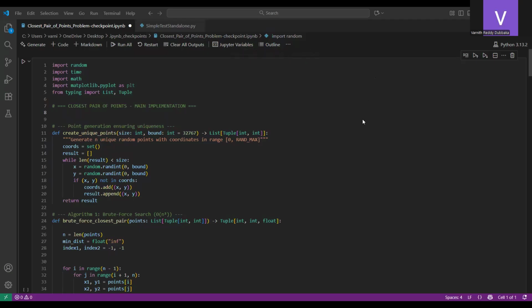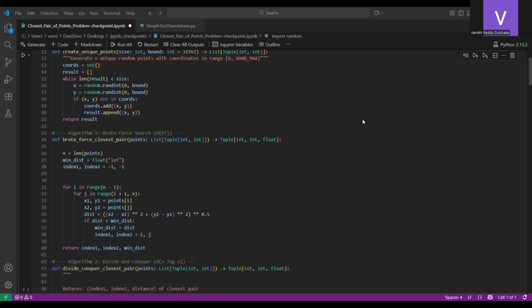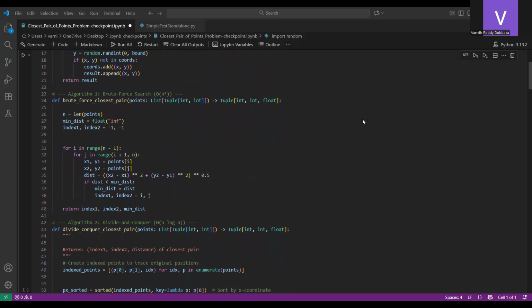Hi everyone. This is my demonstration of the closest pair of points algorithm analysis implemented in Python. You can see here in this Jupyter notebook file, I have implemented the brute force algorithm with O(n²) time complexity and the divide and conquer algorithm with O(n log n) time complexity to find the closest pair of points in a 2D plane.